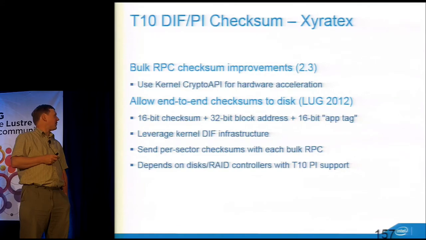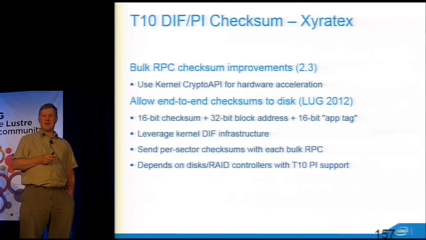Another feature from Xyretex that they're working on is adding in the T10 diff, or it's now called PI, to add end-to-end checksums through the stack. There are Lustre level RPC checksums that go from client to server, but this takes it a step further if you have the right RAID controller and/or disks. You can get checksum verification down at the disk level to make sure that your cables and your controllers, HBAs, all of those things haven't corrupted the data. That gives you immediate feedback on data corruption, unlike a stored checksum, which you might not notice until you're reading the data at some later point.